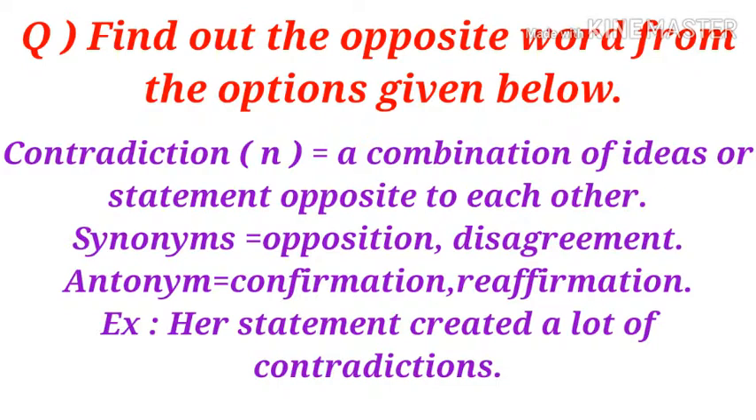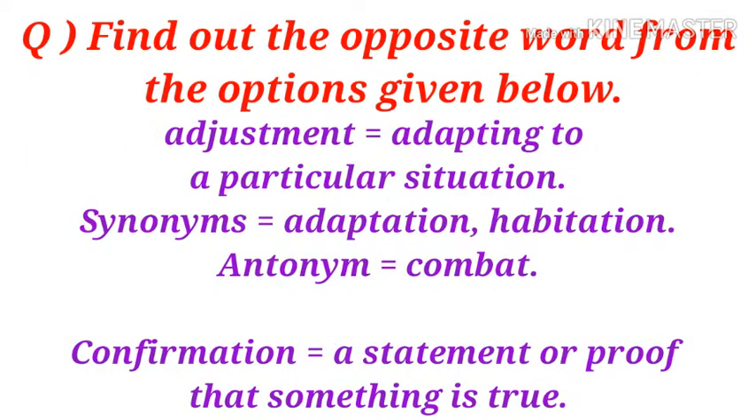Then let us see the options given for this question. Its first option is opposition. So opposition is itself a synonym of the word contradiction. Then option B is adjustment. Adjustment is a common word, still its meaning is adapting to a particular situation. That means you adjust yourself in a situation, that is known as adjustment.